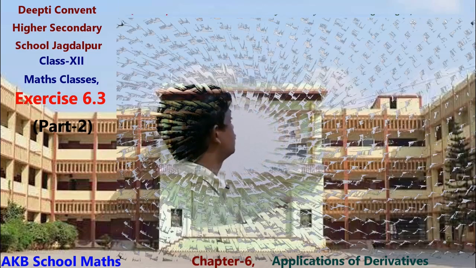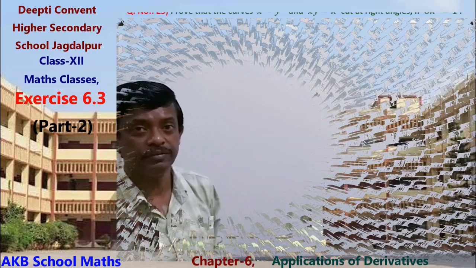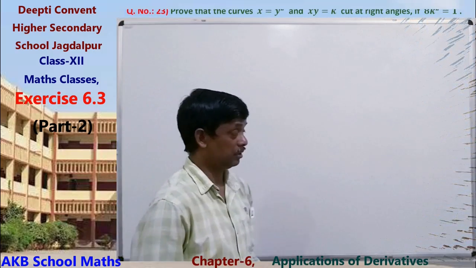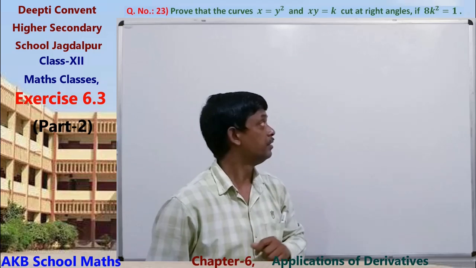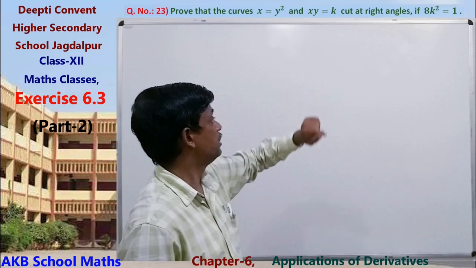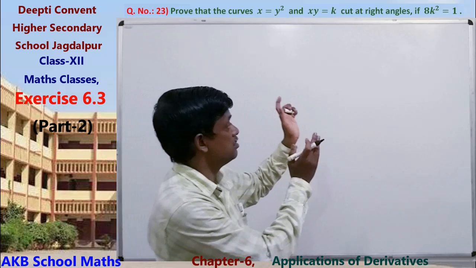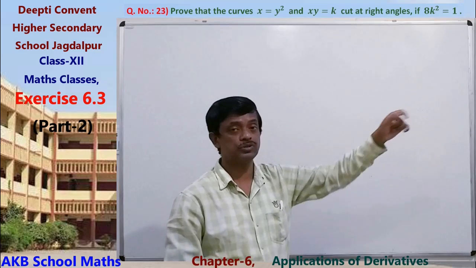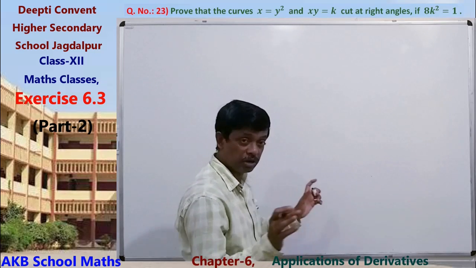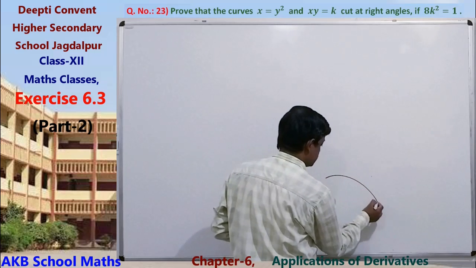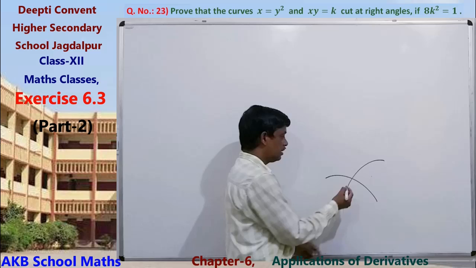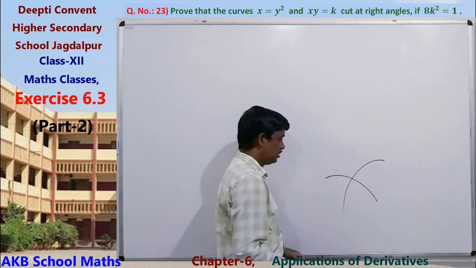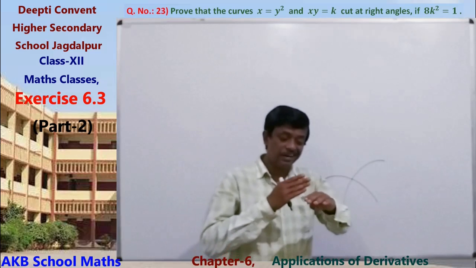Take another question, 23 of exercise 6.3. Here, prove that the curves x equal to y square and xy equals to k cut at right angles if 8k square equals 1. That is, there are two curves. Suppose one curve is this, another curve is this. They are intersecting at this point. Two curves cut at right angles.